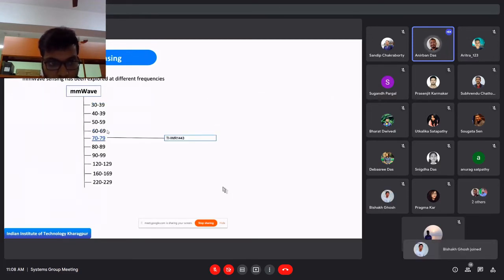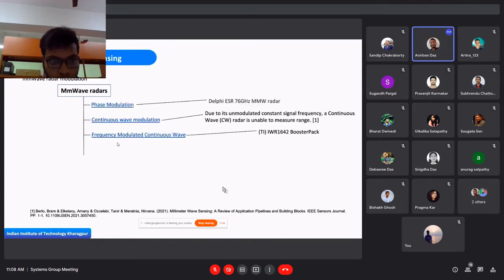However, the earlier works tried to focus on the frequency range of 60 gigahertz to 69 gigahertz because of the popularity of this frequency range. However, the recent works primarily focus on the frequency band of 77 to 81 gigahertz because of the large number of commercially available devices that use this particular frequency range. The modulation techniques used by different types of mmWave radars are phase modulation, continuous wave modulation, and frequency modulated continuous wave. Most of the commercially used devices use frequency modulated continuous wave, which has the highest popularity in various applications.